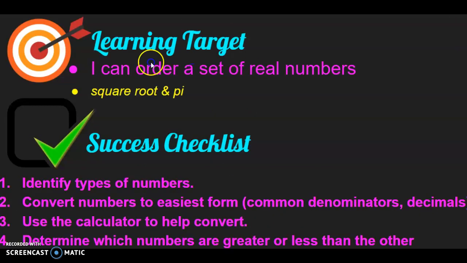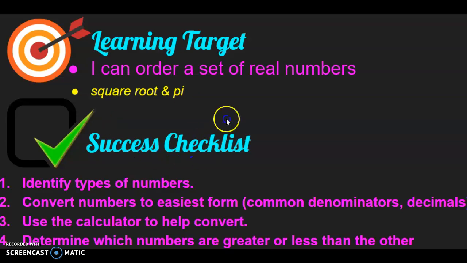Your learning target for today is I can order a set of real numbers. Specifically, the two that we're going to focus on are square root and pi. We are also going to use the Desmos calculator as a tool to help us with the conversion of fractions into decimals.